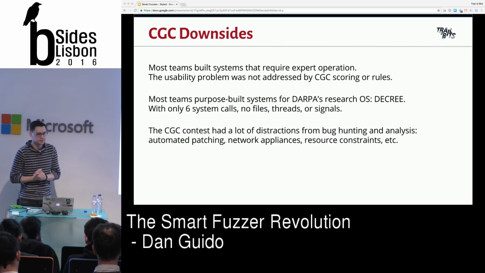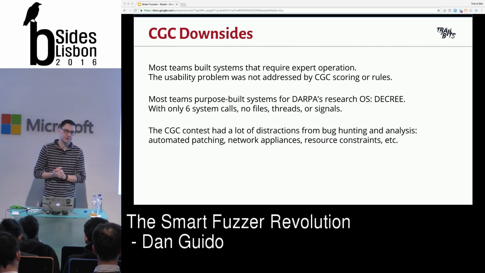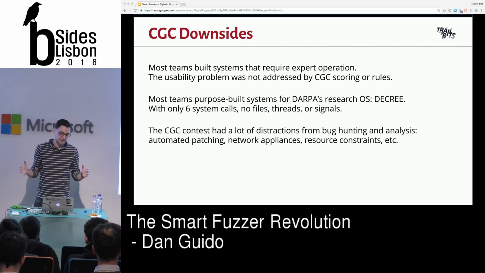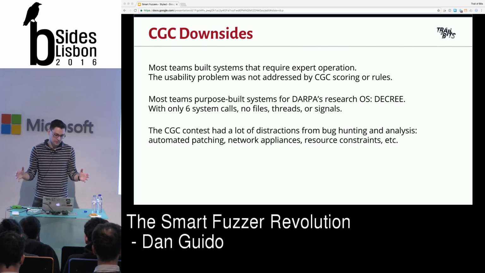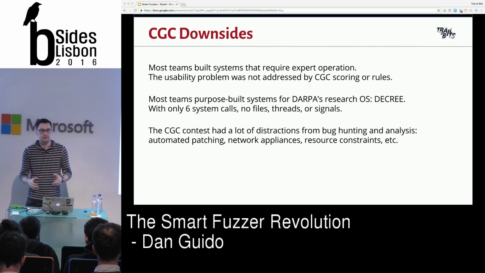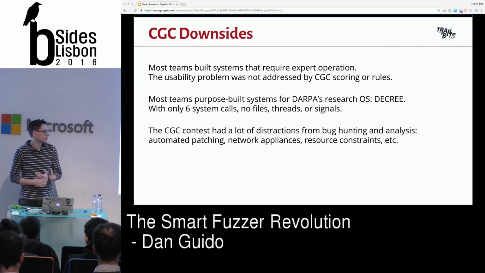Most teams that build systems still require expert operation. Like, I have my CRS in a GitHub repo. My team can run it. If I open sourced it, not many other people could. It still requires a lot of expert knowledge to hook up these things to real software.